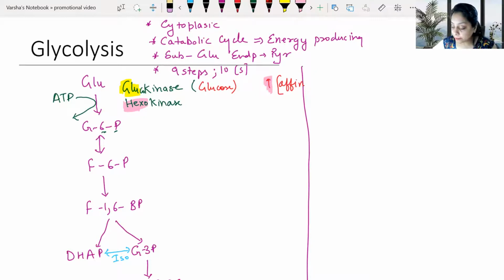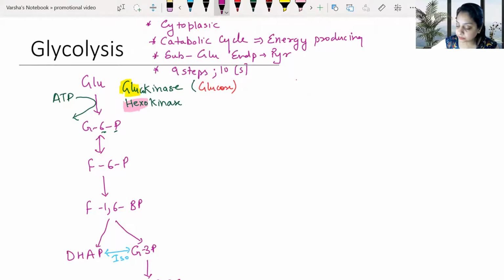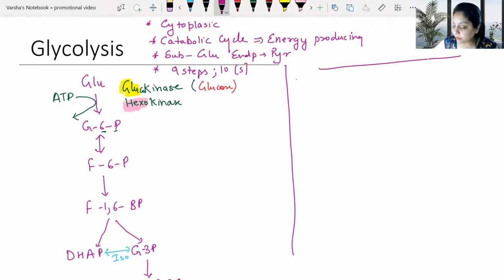I forgot, don't add this information right here, because up here on the second half we will make a chart. In that chart, we will learn the difference between glucokinase and hexokinase. Very important question from the examination point of view. They ask you the question in one way or another.